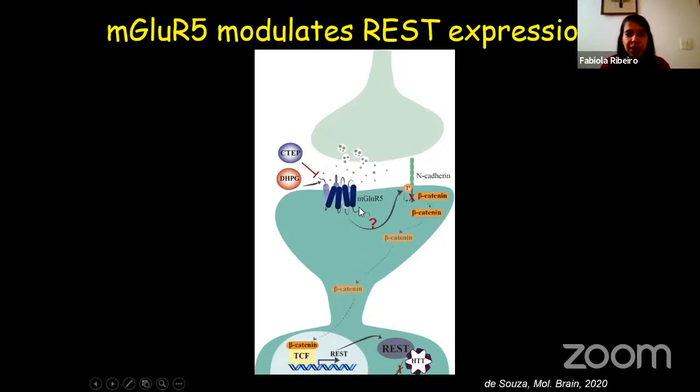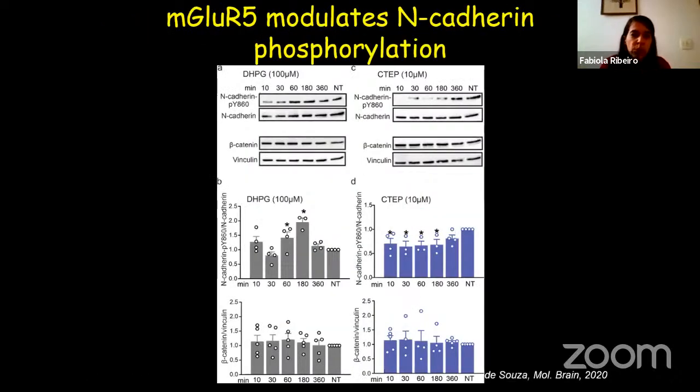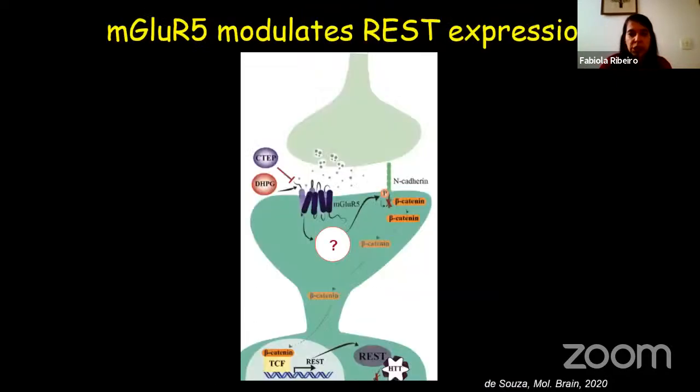To test whether mGluR5 had anything to do with the complex N-cadherin and beta-catenin, we stimulated the receptor with the agonist or blocked it with CTEP and measured the levels of N-cadherin phosphorylation. What we observe is that when we stimulate the receptor with DHPG, we see an increase in N-cadherin phosphorylation, and when we block mGluR5 with CTEP, we see a decrease in N-cadherin phosphorylation. In terms of total beta-catenin, we don't observe any change following DHPG stimulation or CTEP blockage of the receptor. So this released beta-catenin could be free to move to the nucleus and modulate gene expression.